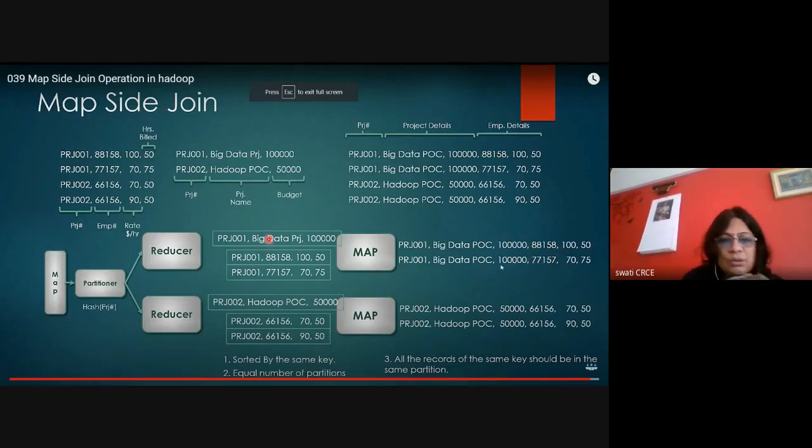Okay, so this way it will work. Any doubts in this? Okay, so we are displaying the project details and employee details as output.